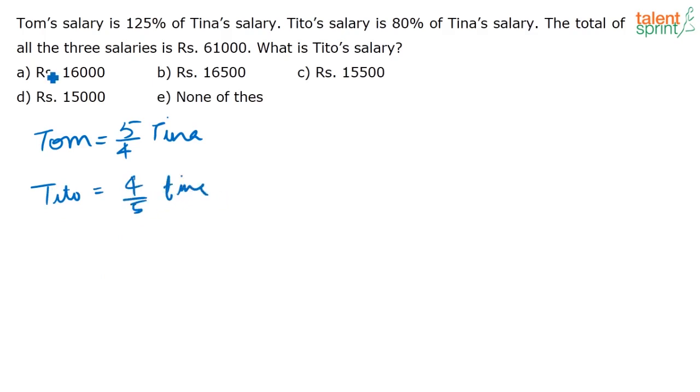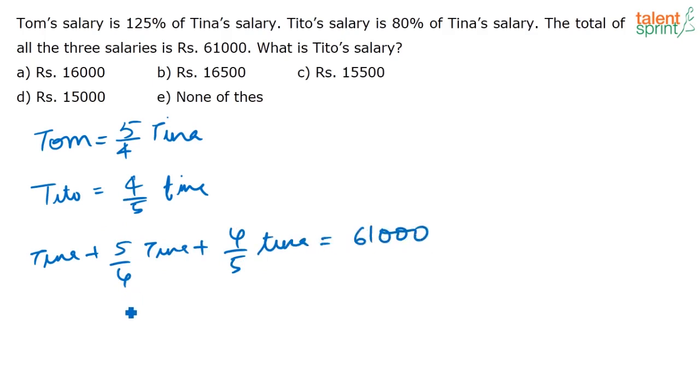Now what have they given? The sum of all the three salaries is 61,000. So Tina's salary plus Tom's salary, correct? Tom's salary is 5 by 4 of Tina plus Tito's salary is 4 by 5 of Tina. They have given that this is equal to 61,000, right?